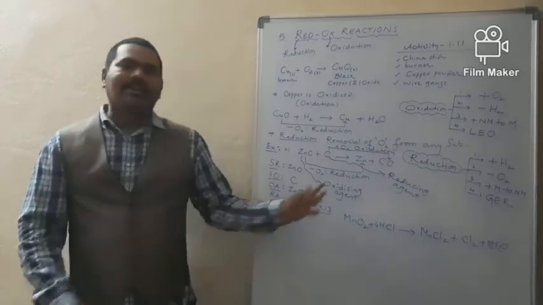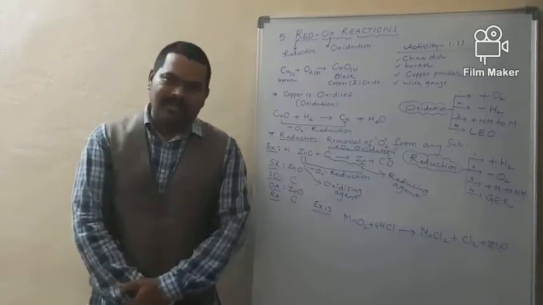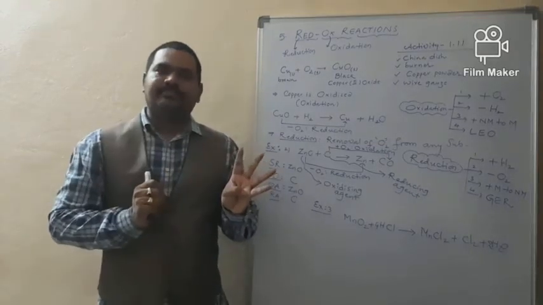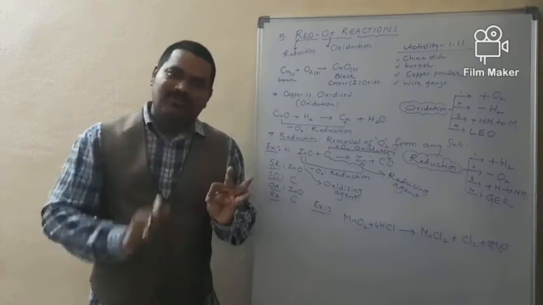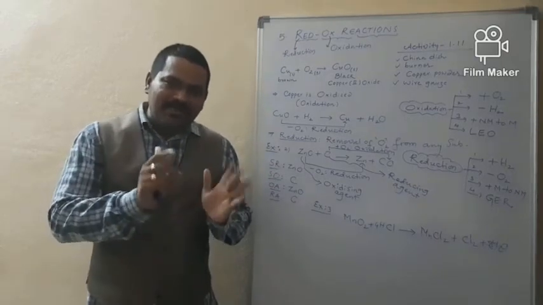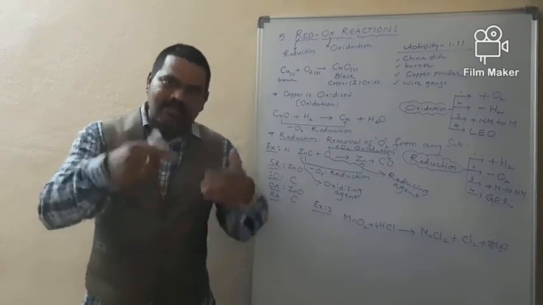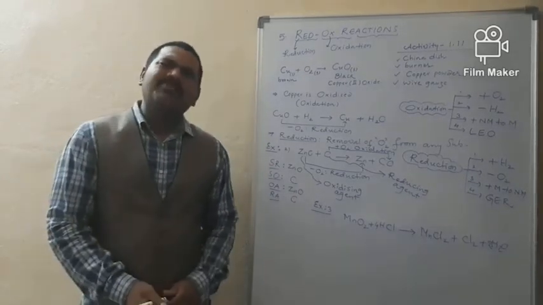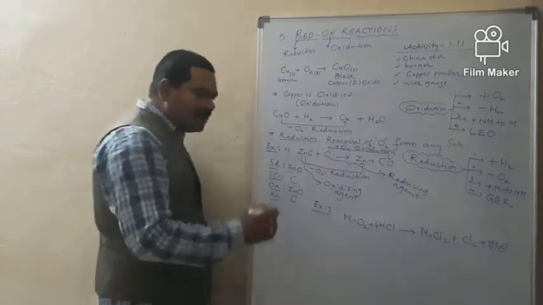Now my question is very simple. In that chemical equation, first, which substance is oxidized, which substance is reduced, and which substance will be treated as oxidizing agent and reducing agent? Try to find out. This is also very simple. How can you explain?